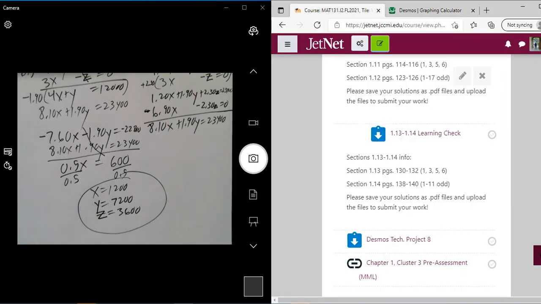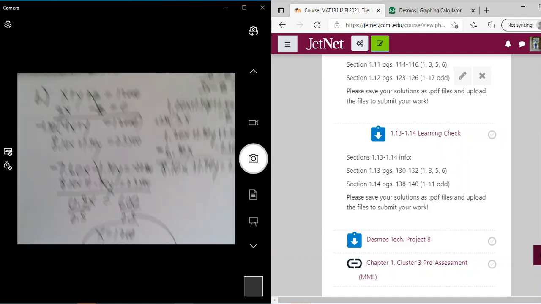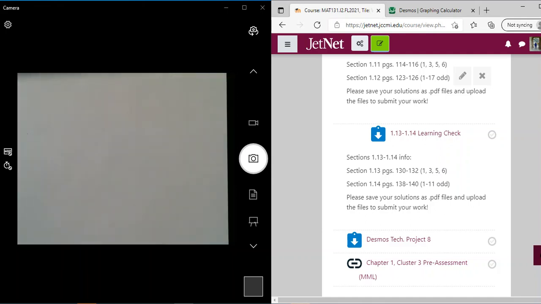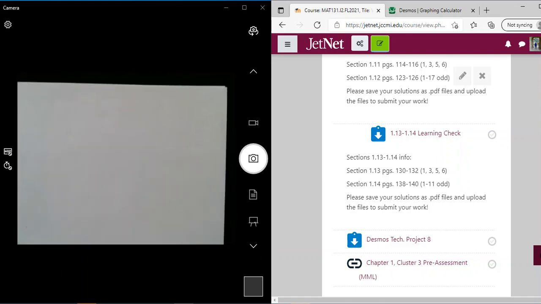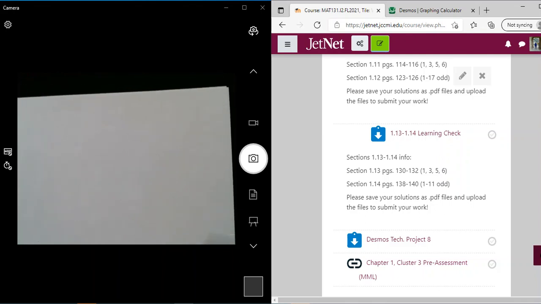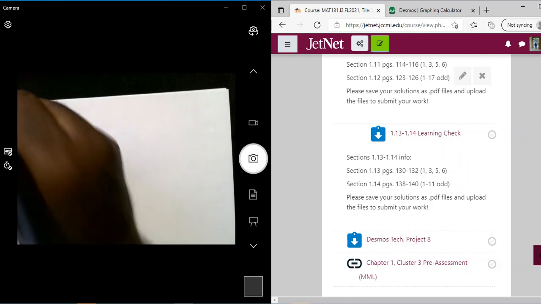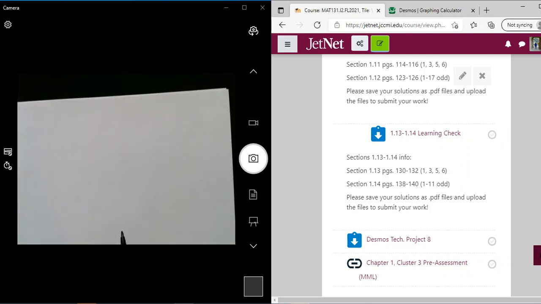Okay, class, we're going to do problem 1 and problem 7. If you have any other questions from 1.14, you can always email me or come to class on Thursday, and I will go over it with you. So now, number 1, and this is on page 138. Well, actually, I'm going to do 1, 3, and 7.